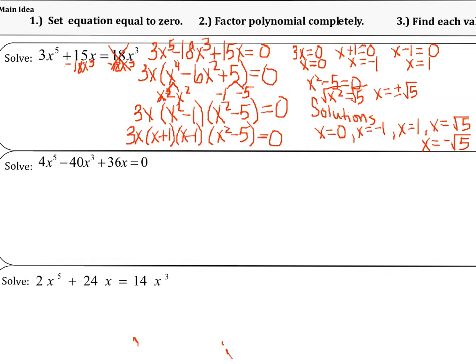So this is already set equal to 0. Our first step is already done for us. We want to factor it completely, and I right off notice that 4x goes into all the terms. So I'm going to take 4x out of all 3 of my terms. So if I take 4x out of all the terms, I'm left with x to the 4th minus 10x squared plus 9.